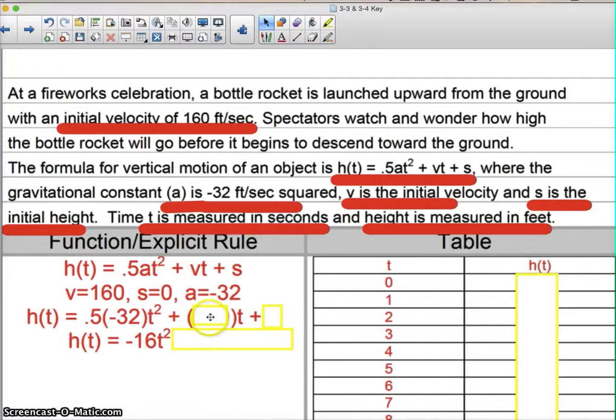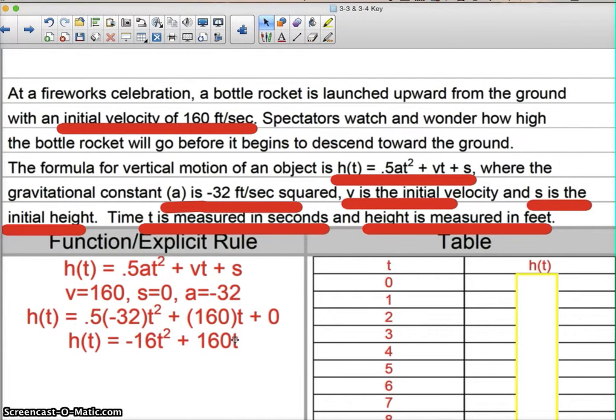All right, then we plug in our initial velocity. So the initial velocity is 160 feet per second, because that's how many feet per second it can go. All right, and then we have our initial height. Well, if the thing is sitting on the ground, how high off the ground is it? That's a trick question. Or is it? Well, if you said 0, you are correct. So my equation is going to look like this.